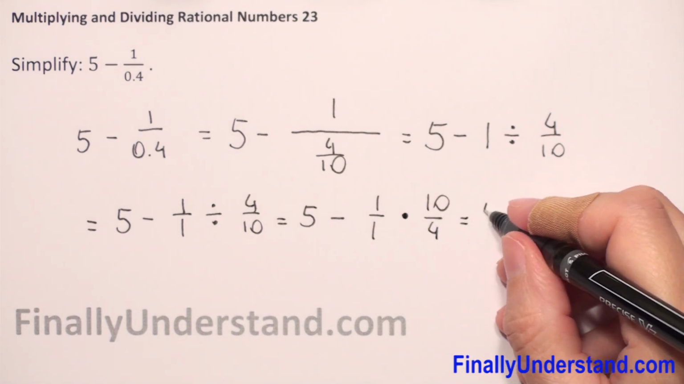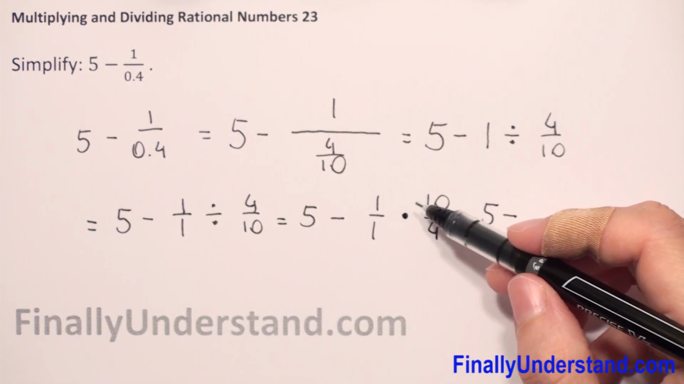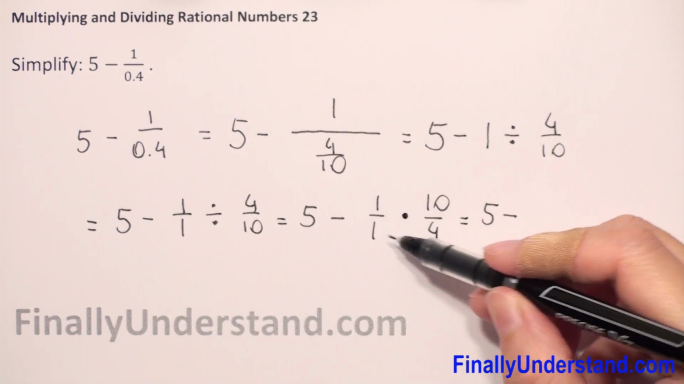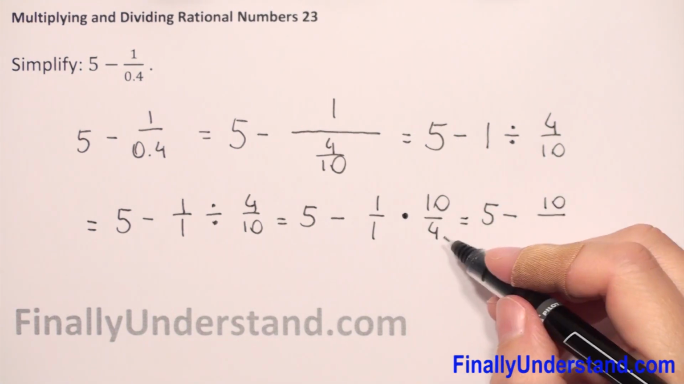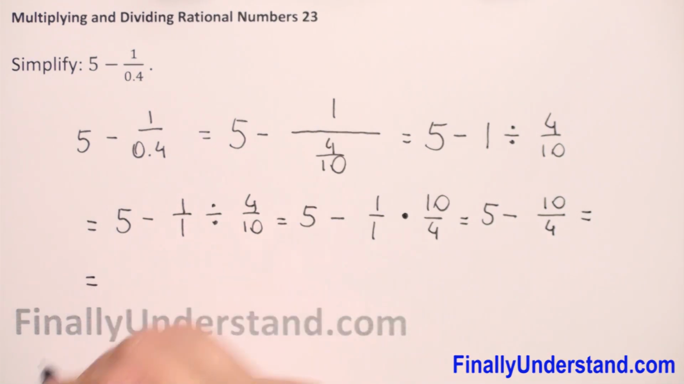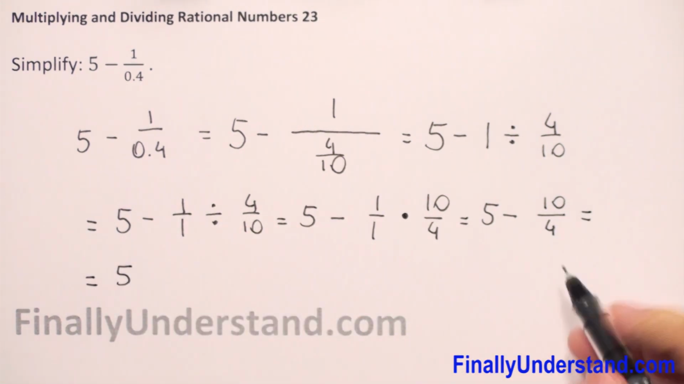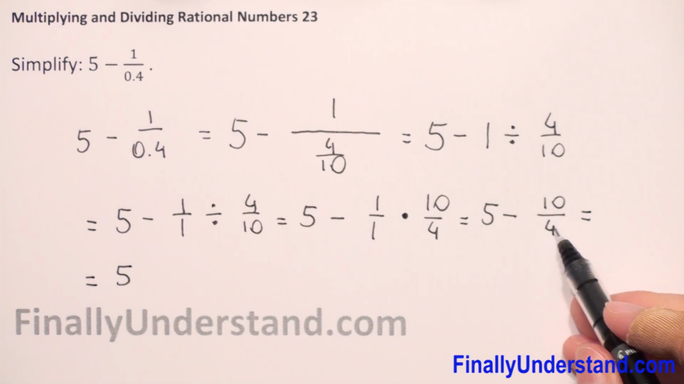So this is equal to 5 we have to rewrite, minus, and how we multiply fractions: numerator times numerator, denominator times denominator. So we have 1 times 10 is 10, 1 times 4 is 4. So this is equal to 5 minus an improper fraction. So we change this improper fraction to a mixed number.